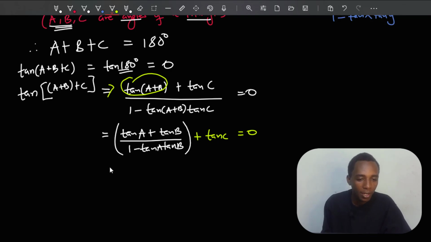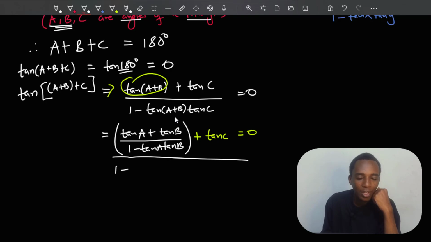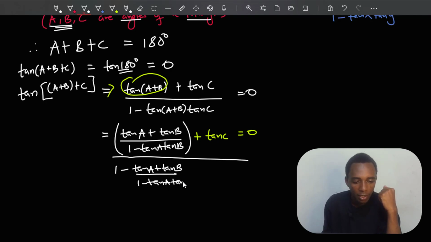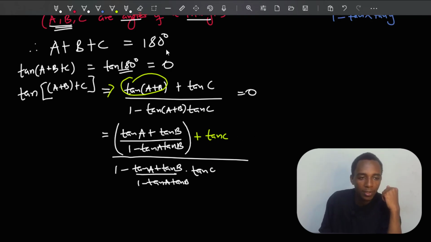Okay, all right, so let's see what we have here. Let me think about this, if this is actually going to be useful. Not sure if that will be used anywhere, but okay, I'll include what this is. So this is 1 minus, I'll still substitute for tan of A plus B. So that's going to be tan A plus tan B, divided by 1 minus tan A tan B, and all this times tan C, which is what we have here. So all this equals 0.